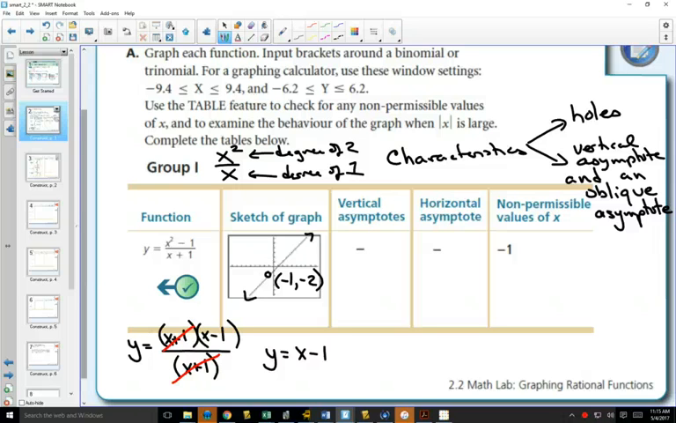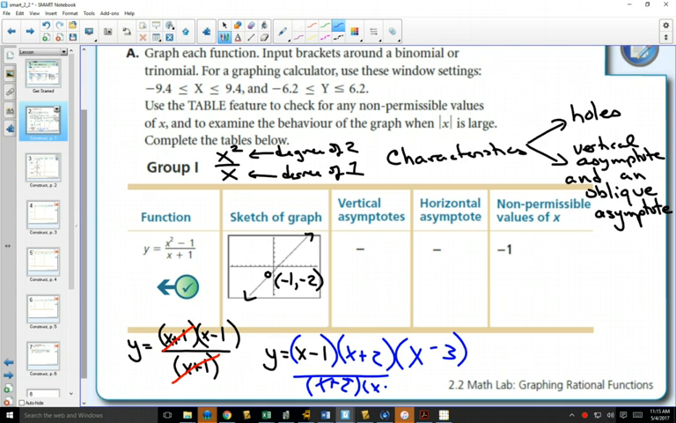In fact, you can make an x minus 1 graph with a whole bunch of holes, right? Because if I took this graph and I added x plus 2 and divided by x plus 2, I'd make another hole. And then I add x minus 3 and divide by x minus 3, that'd make another hole. And I could draw a straight line with like 15 holes in it if I wanted to. Because every time something cancels out, it makes a hole.